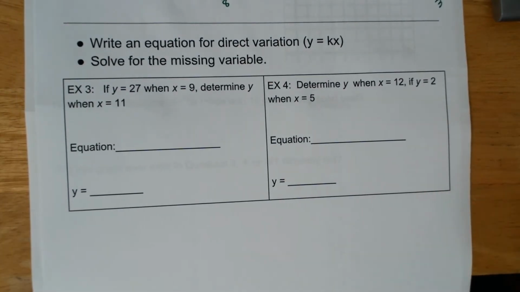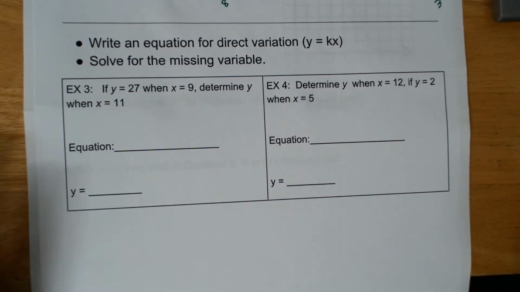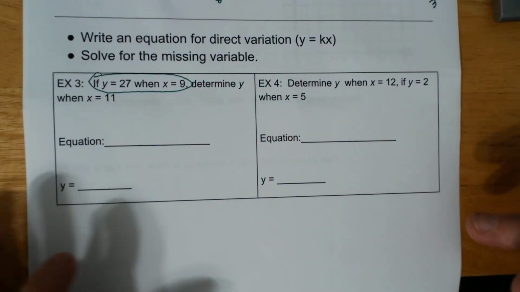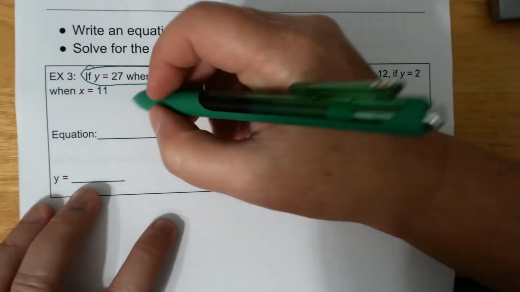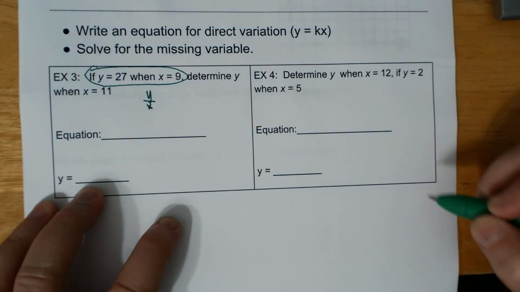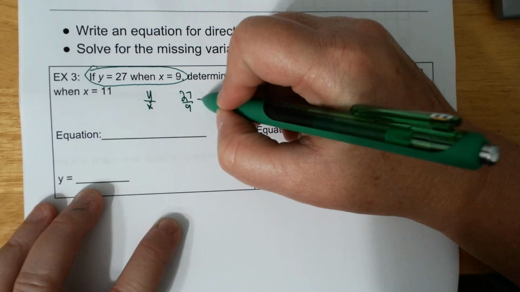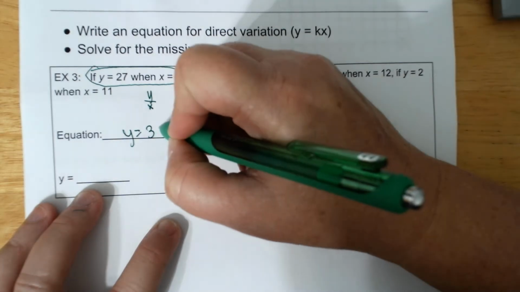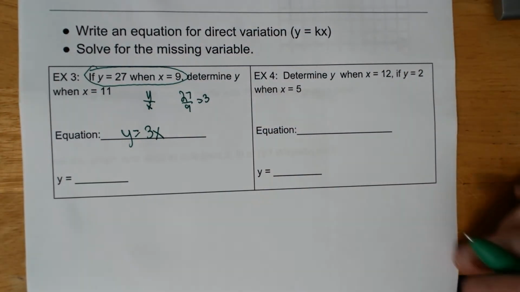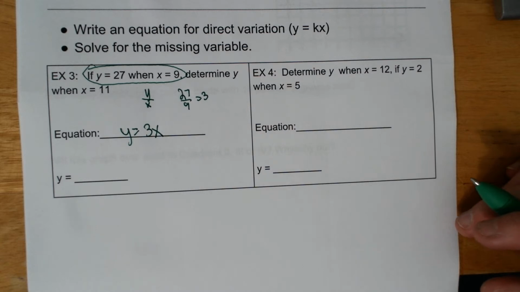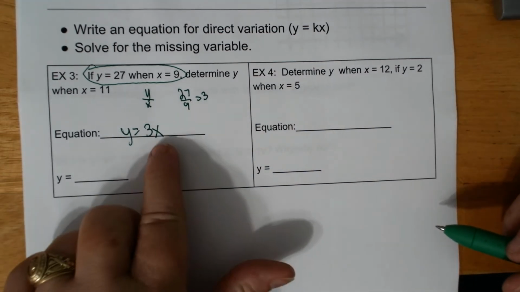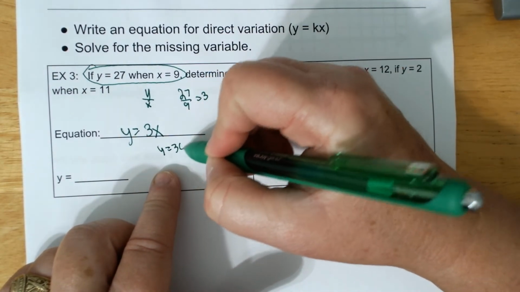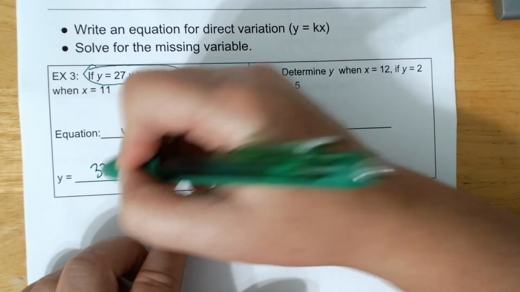Here we go. Write an equation for direct variation. Y equals kx. Solve for the missing variable. So I'm going to take my definition. If y equals 27 and x equals 9, I'm going to do y over x. I'm going to say that's 27 over 9, that equals 3. So y equals 3x. Determine y when x equals 11. I'm going to put 11 right there. So y equals 3 times 11, 33.